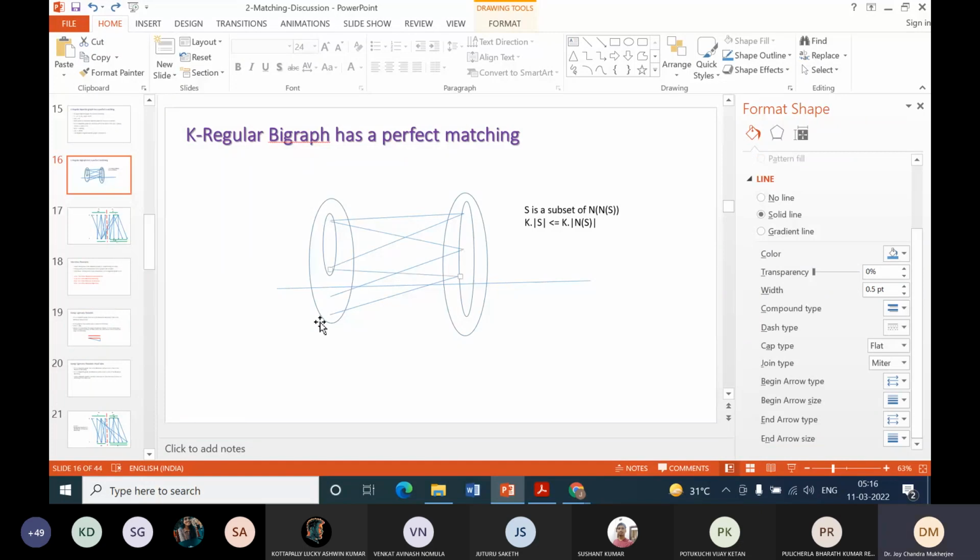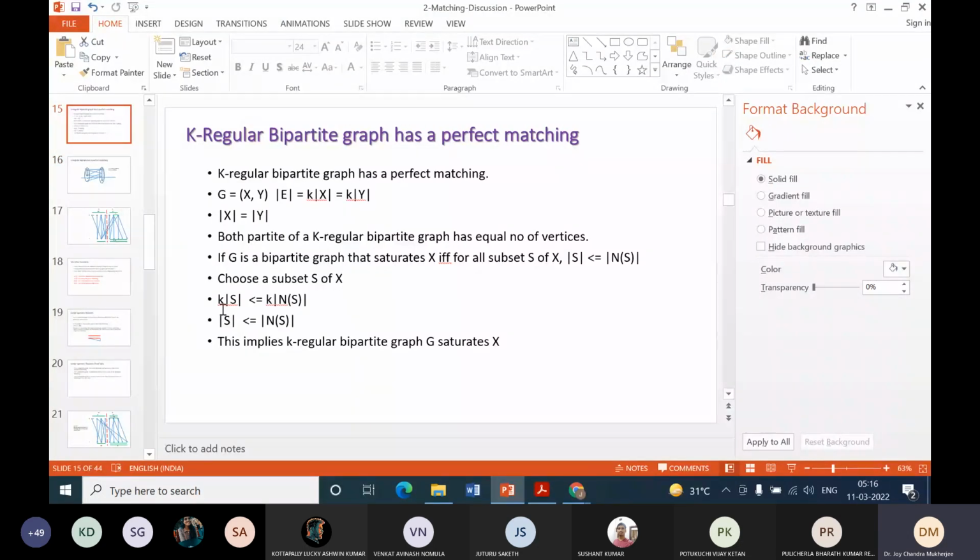Since it is a k-regular bipartite graph, if I make the degree 2, then I have to make the degree 2 throughout. So k into mod S edges are there. This might be equal, or it may be greater also. So that many will go for sure, and more can also go. If S is a subset, how many edges are coming out? K into mod S. Those go, and this K into mod S basically reaches N(S).